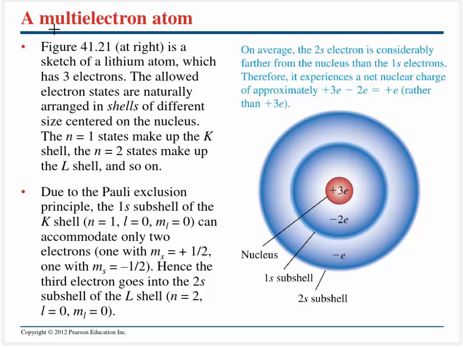So let's consider another multi-electron atom. Let's consider lithium. Lithium is going to have 3 protons and 3 electrons. And where are the electrons going to go? Well, the Pauli exclusion principle says that inside of the 1s subshell we can only have 2 electrons, the spin up and the spin down electrons, and so the third electron has to go into the 2s subshell. So the innermost shell is going to get 2 of those electrons, and then the 2s subshell is going to get that electron right up there.